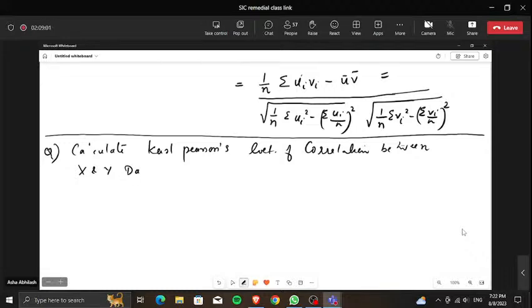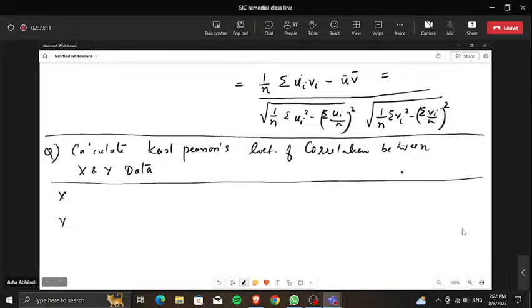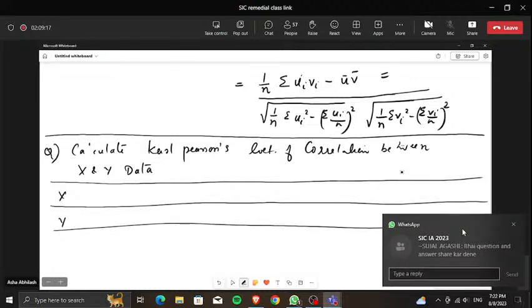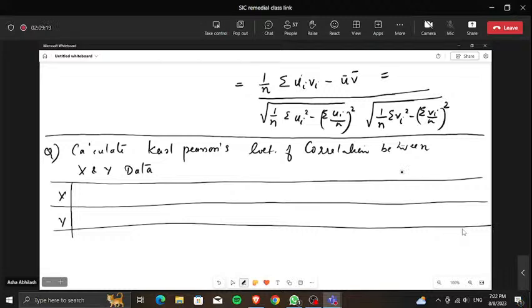Actually, these X and Y data are marks in two subjects. Whatever the question is, let's just write the X and Y data, otherwise it will take another 5 minutes to write the question. So whatever the XY data is, write it directly here, and we will find the relation between these two.